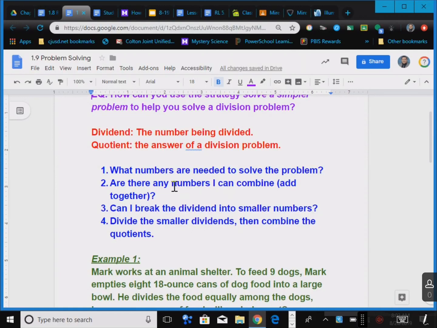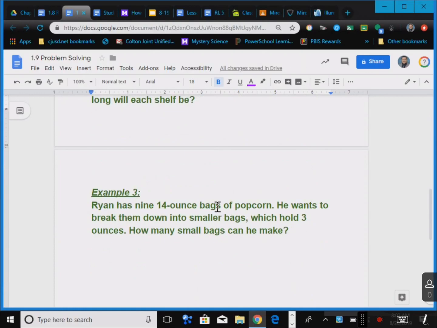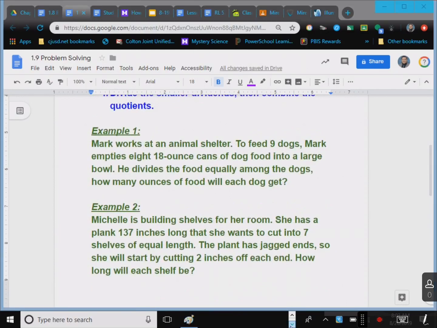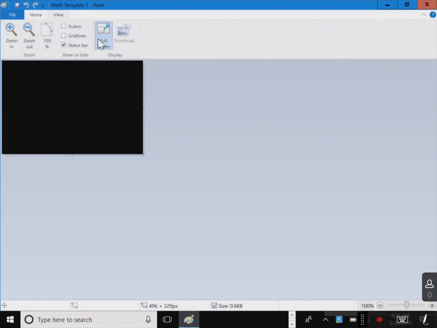So let's go ahead and get into example 1. I'm going to show you all three examples right now, and then I'm just going to stay on the math template. There's the first example, the second example, and the third example. So we got Mark, Michelle, and Ryan. The first example talks about this guy named Mark. He works in an animal shelter, and he has to feed 9 dogs. So he empties 8 18-ounce cans of dog food into a large bowl. He divides the food equally among the dogs. So how many ounces of food is each dog going to get?